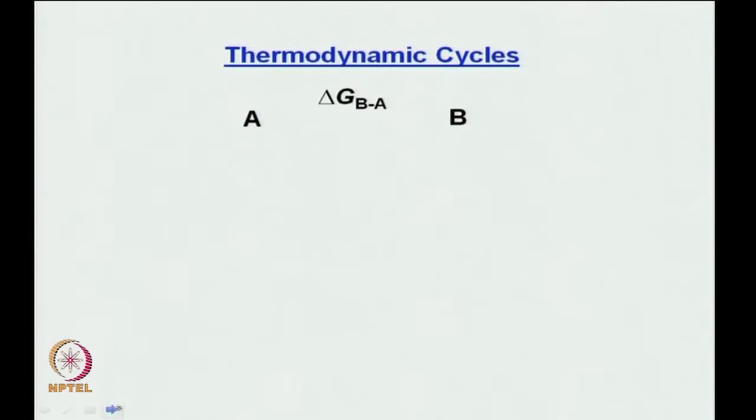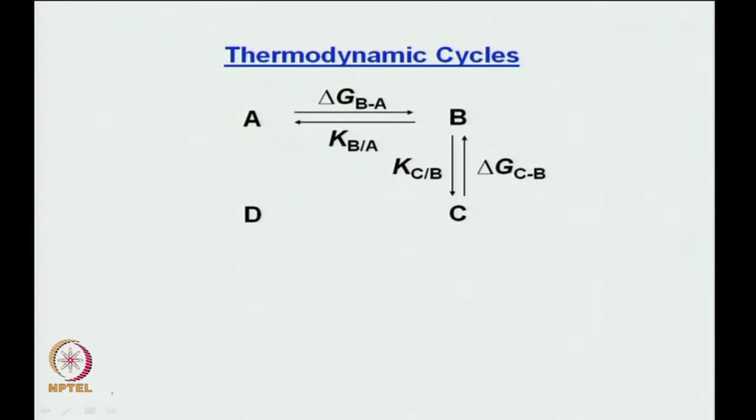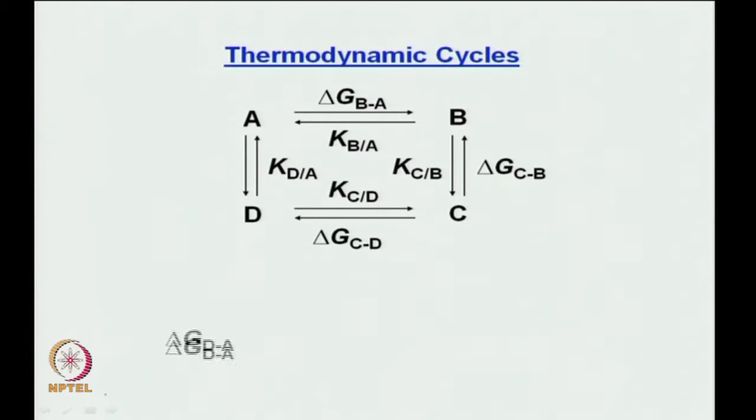So, let us look at this. I have 4 states, and what I am saying is all these states are in equilibrium with each other. So, that means A is in equilibrium with B with the corresponding free energy change delta G BA and the equilibrium constant K BA, and then B is in equilibrium with C with the corresponding free energy change, same for C and D, and same for D and A.